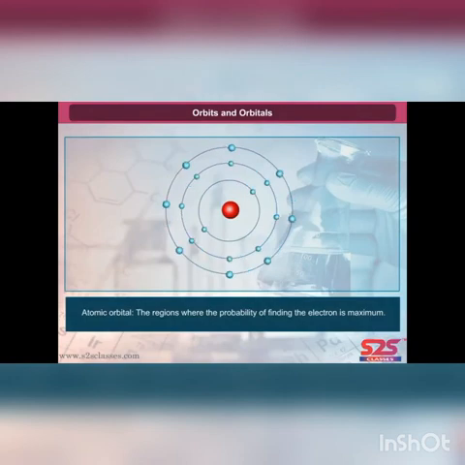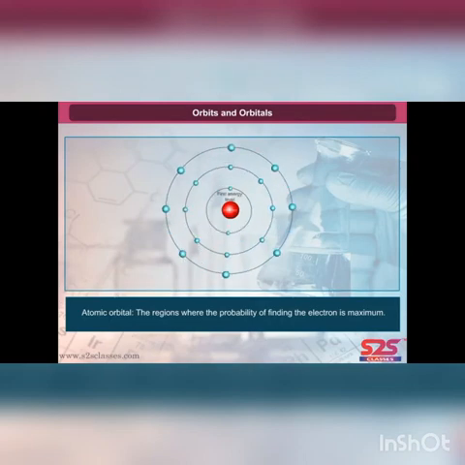Orbits and orbitals. Electrons cannot exist at a particular point or in a well-defined orbit or path according to the new approach of wave mechanics. This led to the concept of most probable regions in space around the nucleus. These regions are called atomic orbitals, where the probability of finding the electron is maximum.